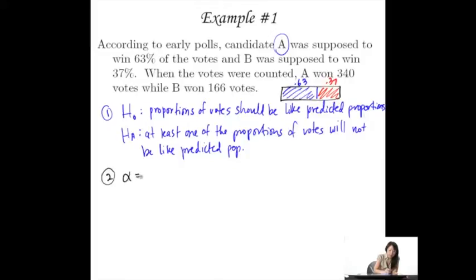The significance level, we could set it at 0.05 just out of convention, and we know that it has to be one-tailed because this is definitely going to be a chi-square. And we know it's a chi-square because it's about expected proportions. So now let's set our decision stage.